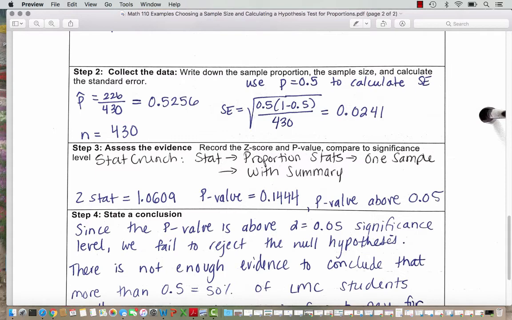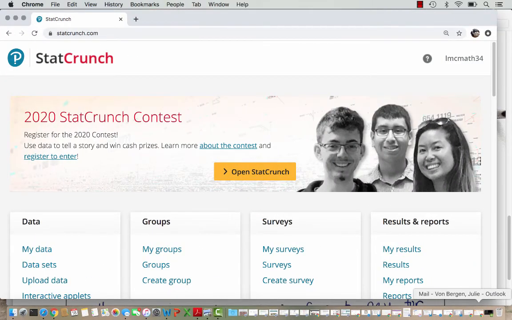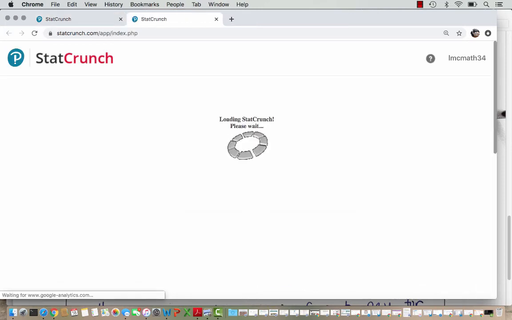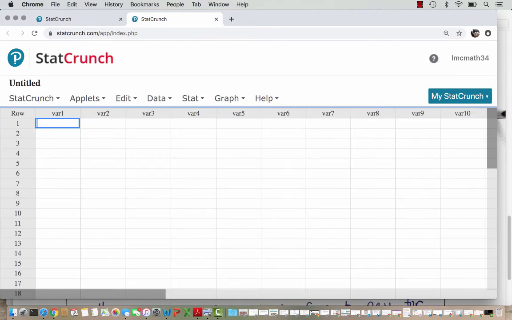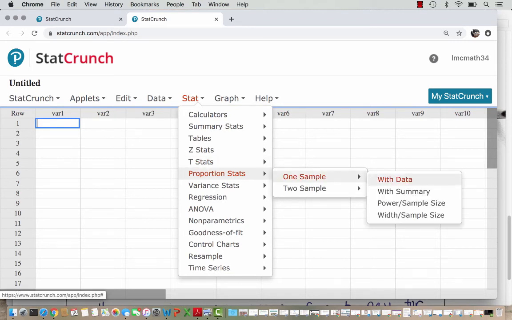So this is proportion stats. We're working with just one sample, and we already have all the sample values, so we're going to do this with summary. Here in StatCrunch, we don't need a data file since we have the summary information. So you can just go ahead and open a new StatCrunch window here. And then I'm going to go to Stat, Proportion Stats, one sample with summary.